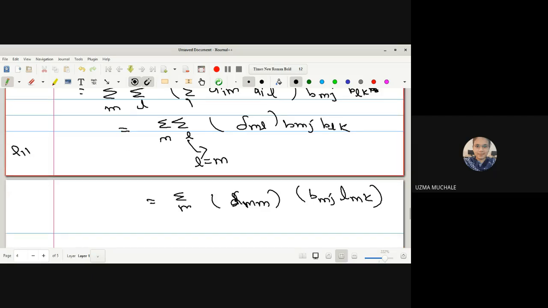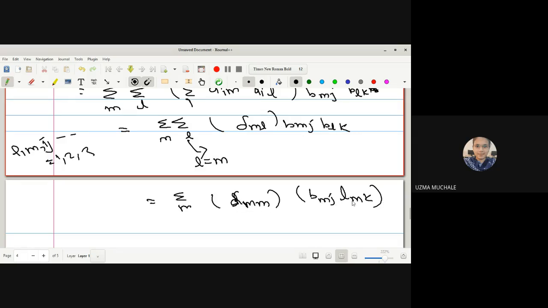Because we know that l, m, j, k, i all are running over 1, 2, and 3. Sometimes they may be equal, 2 equal to 2, 3 equal to 3. That is, l equal to 2, m equal to 2. So at that time we have to put l equal to m. So here we get delta mm, and we know that delta mm is equal to 1.